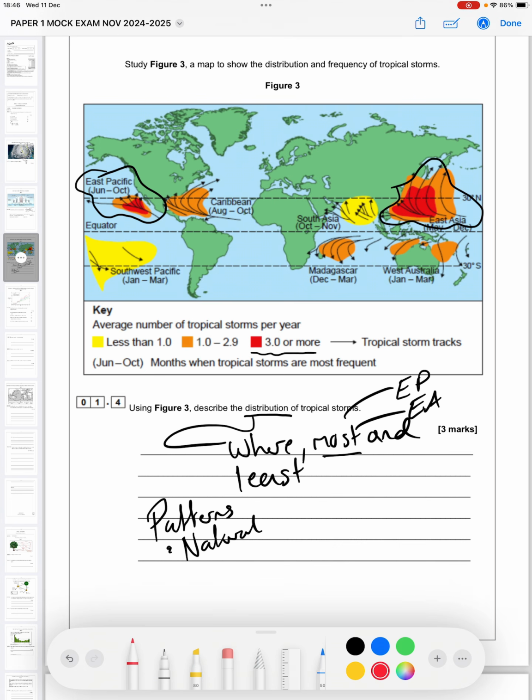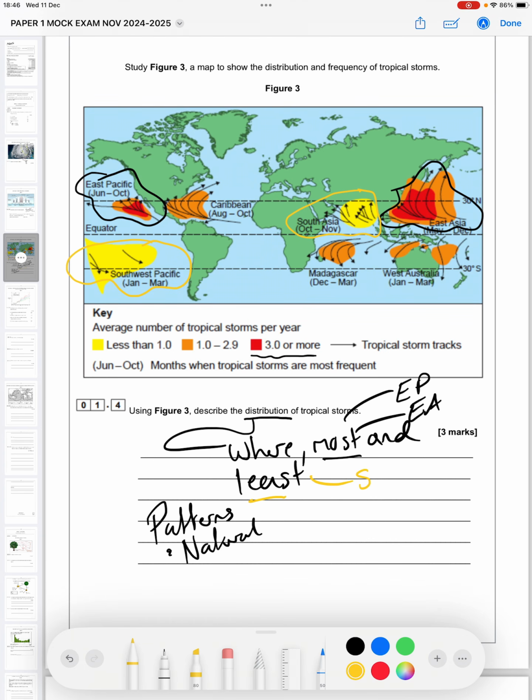And least we can see form around these areas, which are in yellow. So we've got the Southwest Pacific and we've got South Asia. So then you're making the point with least, I can see that least of them form in the Southwest Pacific and then in South Asia. And that's it. Because all you're doing, the command word here, is describe.